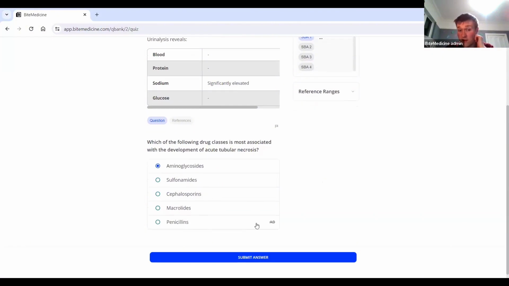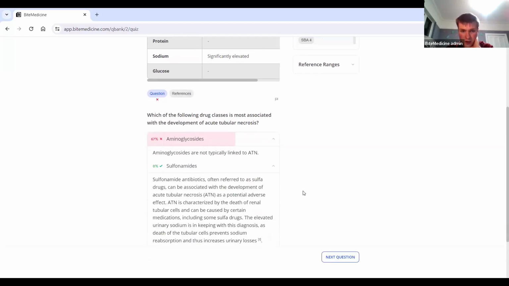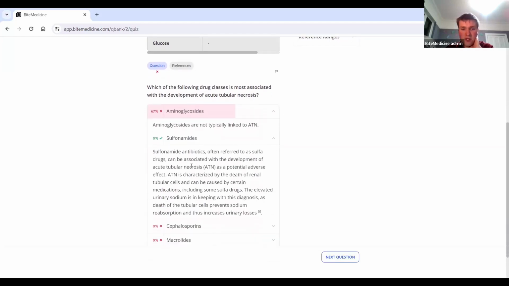Just letting you guys know that in the exam, much like you can do on the platform, you can cross things out. I would fully recommend that. So let's see how we got on with that. Okay, incorrect. Didn't like that. I told you guys I'm not going to get all these right. Sulfonamide antibiotics, often referred to as sulfur drugs, are associated with the development of acute tubular necrosis.